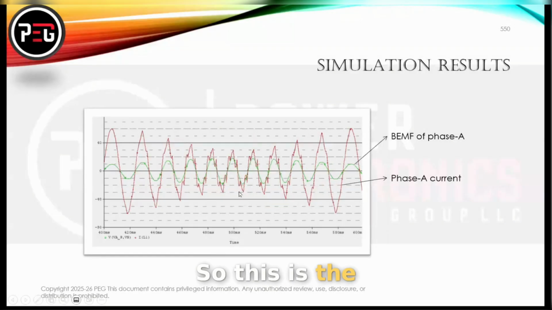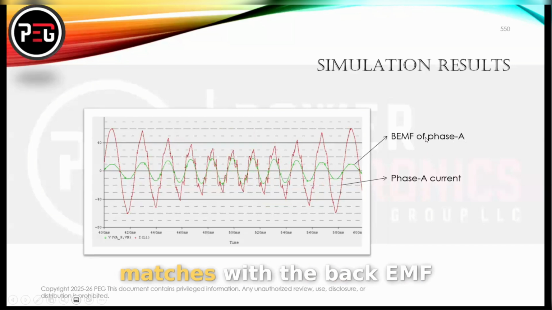So this is your back EMF signal of phase A. Phase A current lines up very well, and that's something I'm always watching when I'm looking at a motor control: how well the phase current matches with the back EMF.